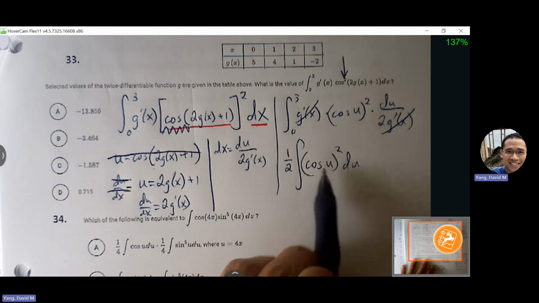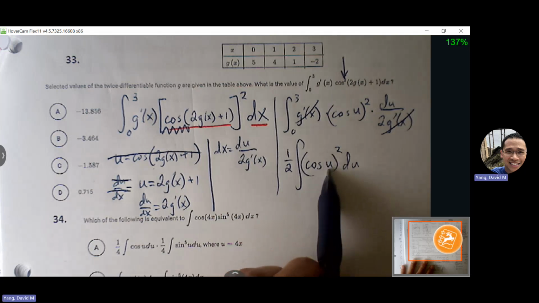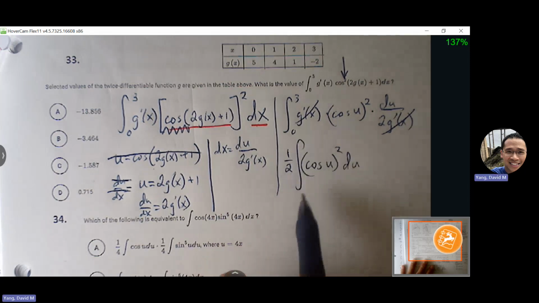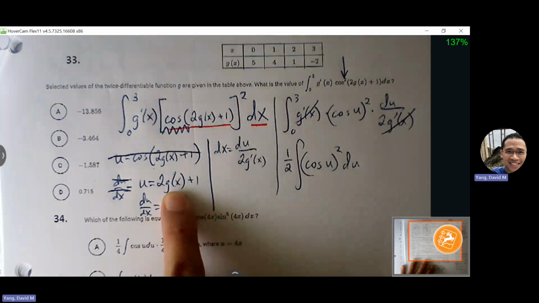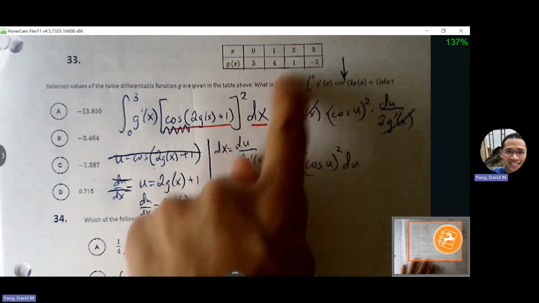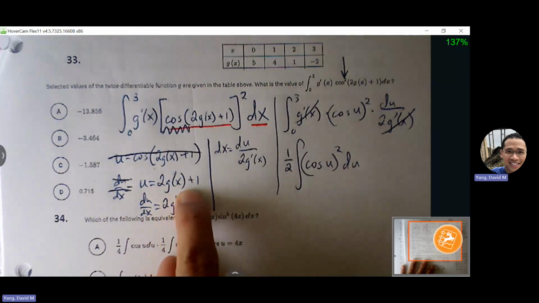Now, there's one more thing that needs to be done. If we are going to do conversion here, and we want to leave it in terms of u, where we can plug it in the calculator, we want our bounds to also be in terms of u. So we've got to take the time to convert our bounds. We can take 0, plug it into our 2g of x plus 1, and that's what the table is for. The table is for us to make that conversion.